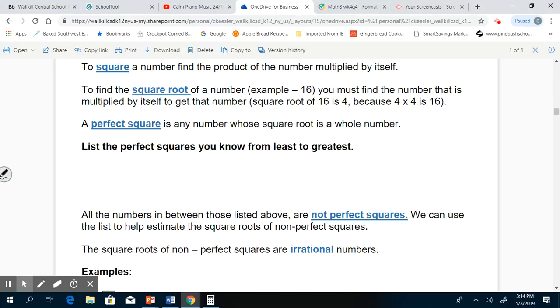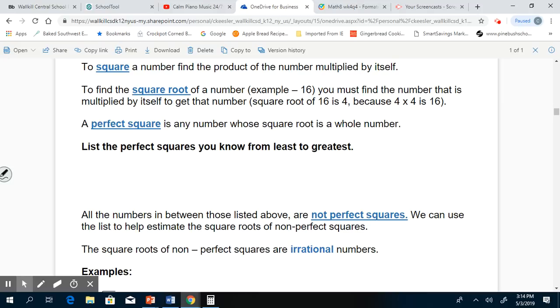To find the square root, it's the opposite. So you must find the number that is multiplied by itself to get the number that's given. That's what you do to find the square root. So for example, the square root of 16 is 4 because 4 times 4 is 16. A perfect square is any number whose square root is a whole number. So for example, 16 is what we consider a perfect square because when you take its square root, you get 4, which is a whole number.